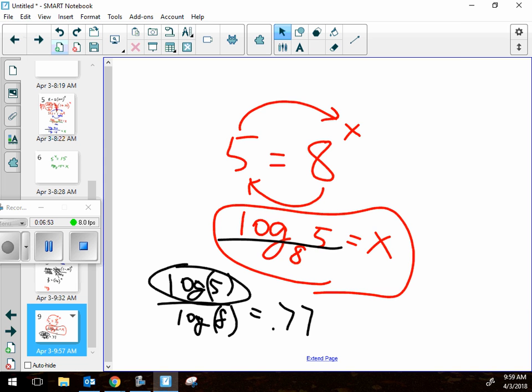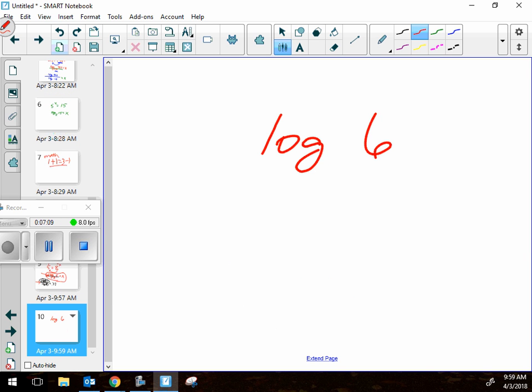Now, why did I say I changed the base? Because this one had base 8. This one doesn't have a base. So therefore, what base is it? Base 10. Remember that? If I just say log 6, I can do that because it's sort of like, well, you didn't tell us the base, but it's just the most common one. So that's called common log, and it has a base of 10.